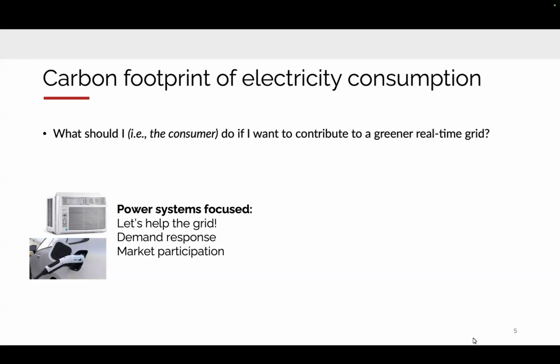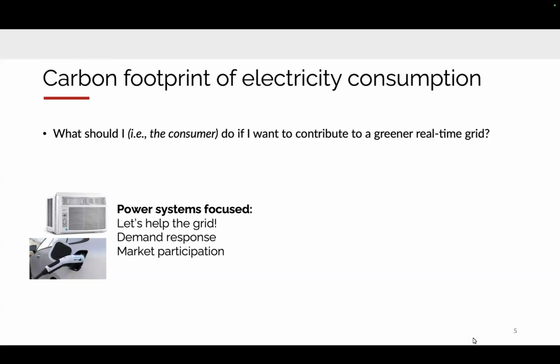And so that's been a lot of the narrative, at least in electric power systems: let's help the grid function more efficiently. Let's enable a longer term integration of more renewable energy. And that is going to help generally reduce carbon emissions. And I'm just going to say that I'm still a believer that this is maybe the right way to go.